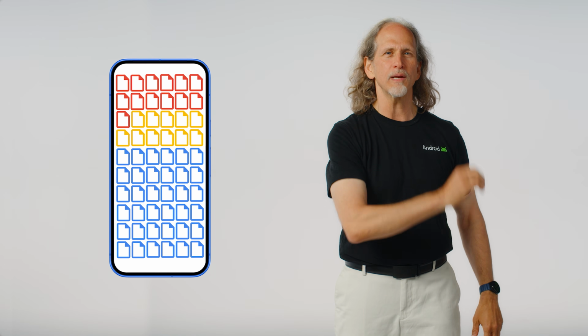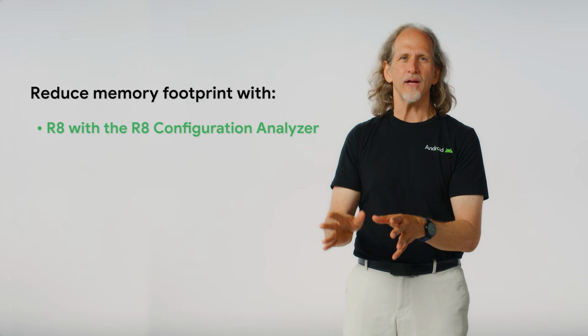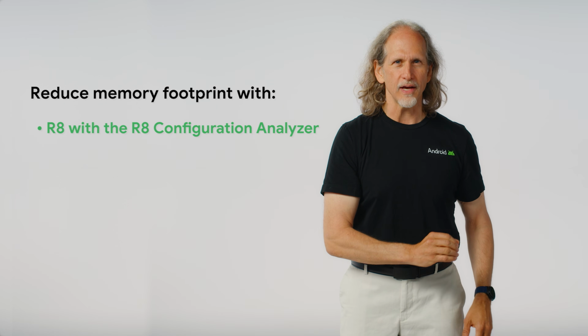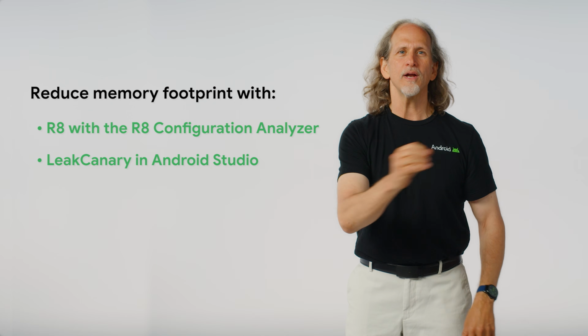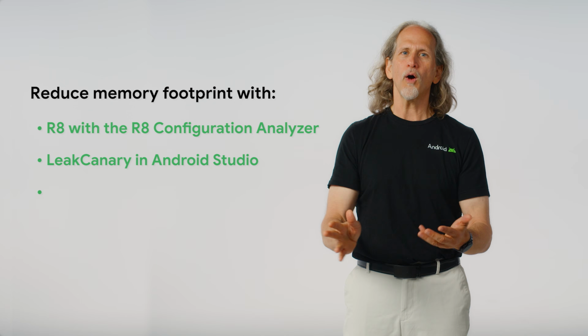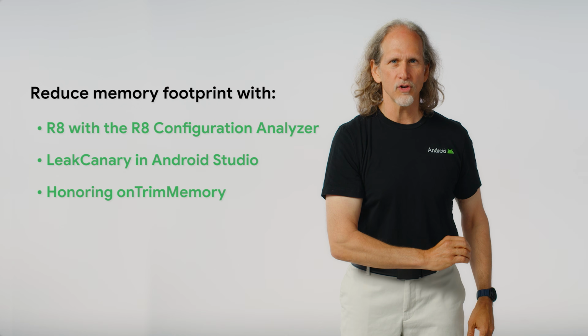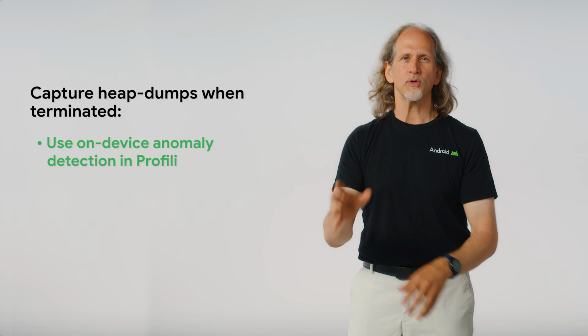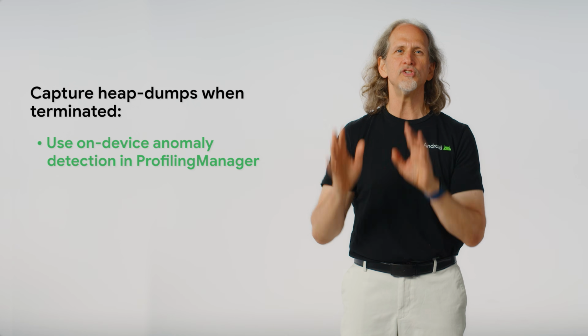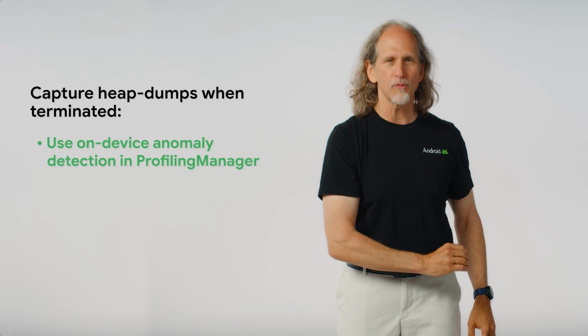Next up, performance. Android 17 introduces stricter app memory limits to prevent a single memory hogging app from disrupting system multitasking and degrading performance for everyone else. Reduce your memory footprint by tuning R8 with the new R8 configuration analyzer and by using LeakCanary integrated into Android Studio Panda. As always, trim your memory usage in onTrimMemory. You can capture heap dumps when your app is terminated with Android 17's new on-device anomaly detection and profiling manager.